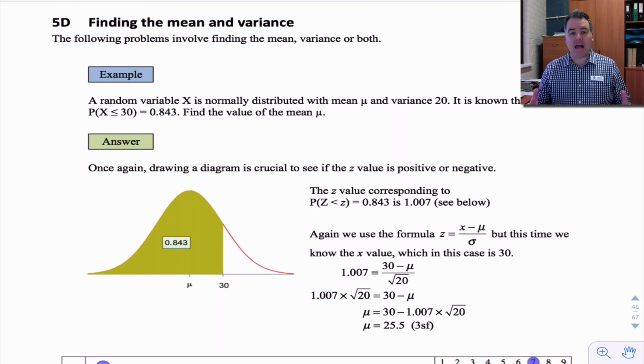Hi there everyone, in this last video on the normal distribution series we're going to be looking at some problems. I think I did one really similar to this at the end of the last video that involves finding the mean or the variance or both given a certain amount of information here.